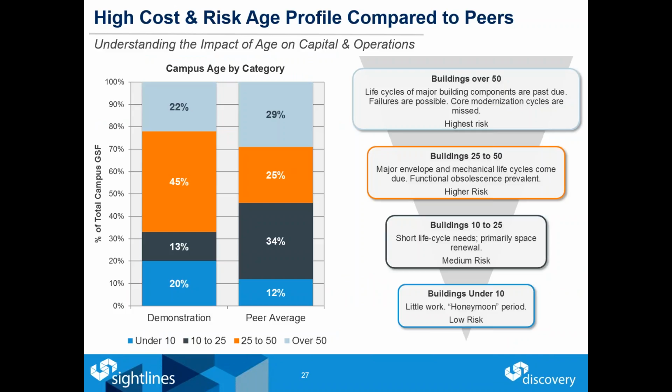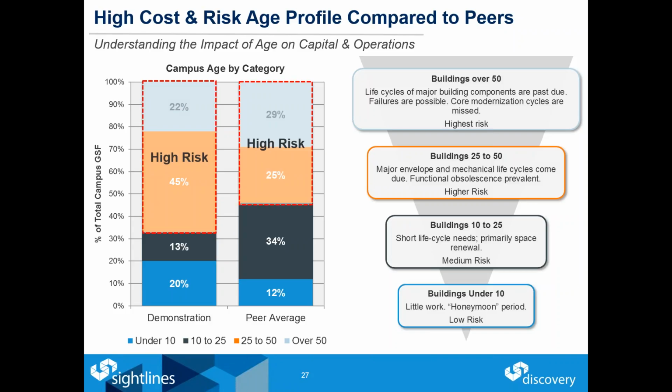We're looking at risk. Very simply, we break your different facilities into different categories in terms of risk. The buildings that are over 50 years old tend to have components that are past due for renewal, and failures are possible. Those are high-risk spaces. On the other hand, low-risk spaces, buildings under 10, have little capital requirement currently and are in what we call a honeymoon period. And there are groups in between as well. We want to know, is your campus in a riskier position than others?